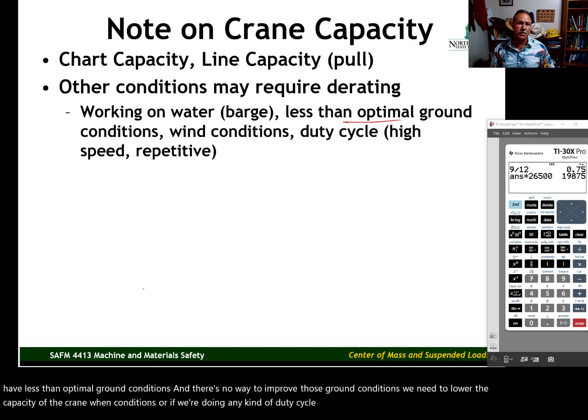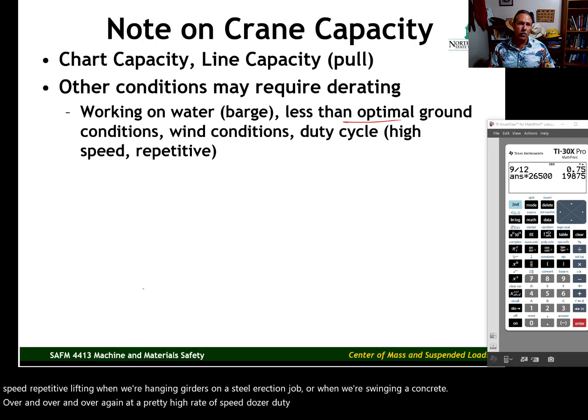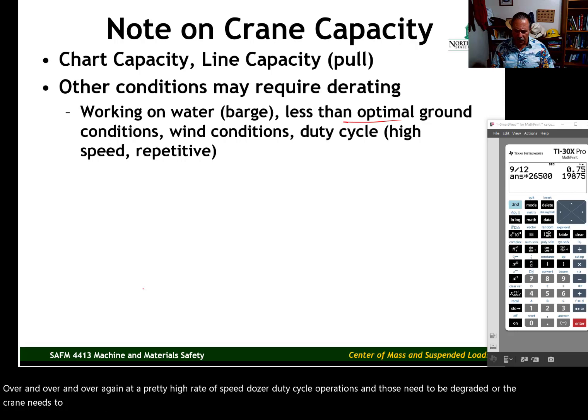Duty cycle lifting is when we have high-speed repetitive lifting, when we're hanging girders on a steel erection job, or when we're swinging a concrete bucket over and over again at a pretty high rate of speed. Those are duty cycle operations, and the crane needs to be derated during those types of operations.